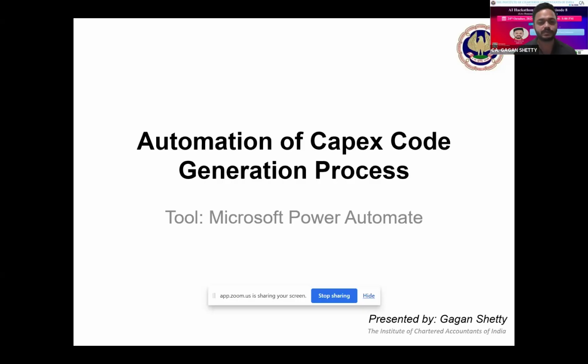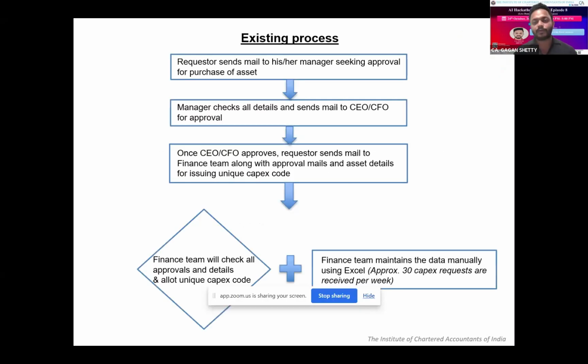My use case today is automation of the CapEx code generation process using Microsoft Power Automate. What I believe is that if anything is taking more than 1 hour and does not require the involvement of your mind, then that thing should be automated. Rather, the time should be spent on some value-added activity. Because of this, I took up this activity to automate. So this is the existing process that is being followed in our organization.